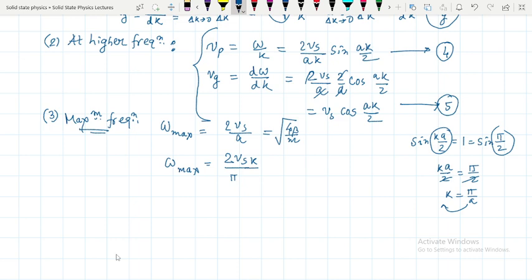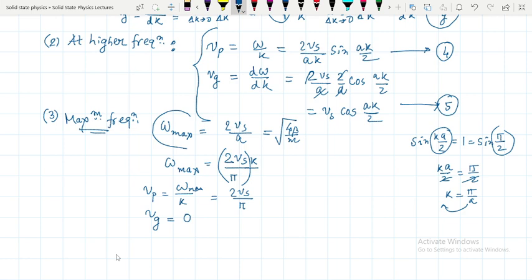So the phase velocity Vp will be omega by k, omega max by k, so 2 Vs by pi. Okay, and Vg will be what? Can you guess? Vg will be 0.